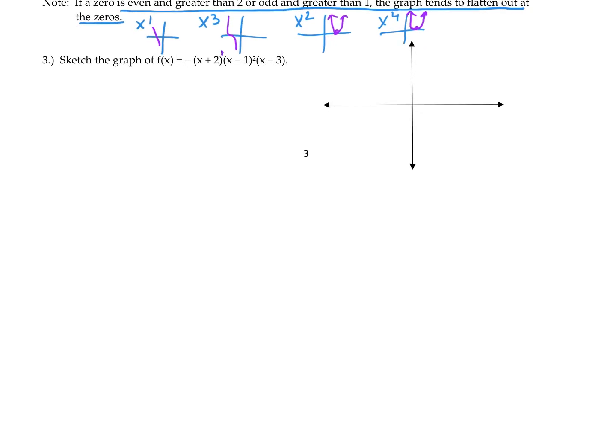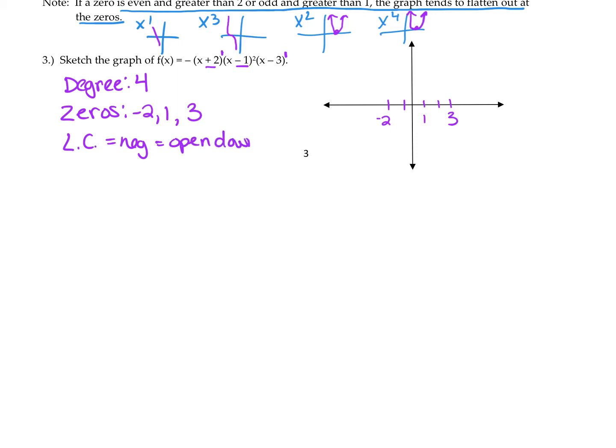So I have a degree of 1, a degree of 2, and a degree of 1. So 1 plus 2 plus 1 means that my total degree of this polynomial is 4. I know that my zeros are at -2, it's always going to be the opposite, +1, and +3. I also know, because my leading coefficient is negative, that my graph is going to open down. So that means my arrows at the ends should be pointing down.